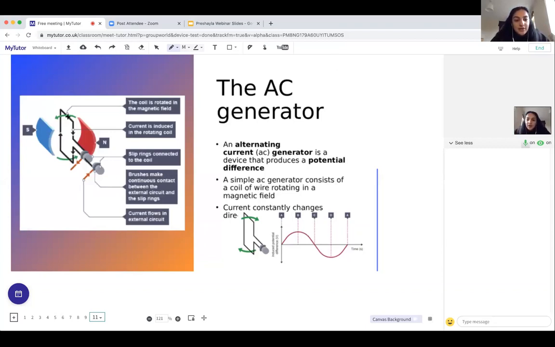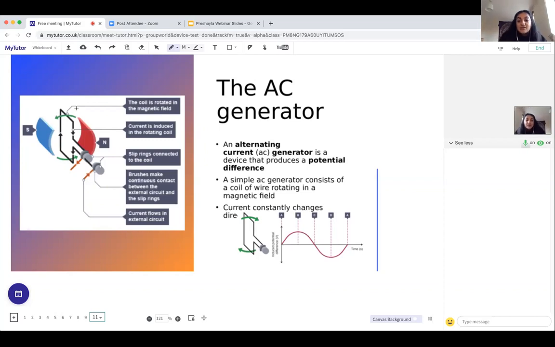So, in the diagram, we can see that the coil is rotated in the magnetic field. Current is then induced in the rotating coil. So remember, if a conductor is moved in a magnetic field, current will be induced. The slip rings connect to the coil and the brushes make continuous contact between the external circuit and the slip rings, which allows current to flow. So all that the slip rings do is complete the circuit. But it's this idea that we have a conductor, or the coil of wire, the square wire, moving in a magnetic field, which means that current is induced.